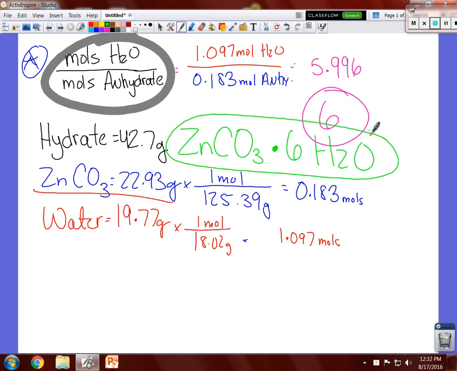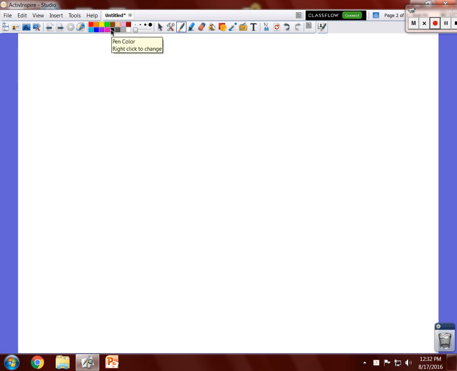Okay, that's a great question. Let's look at it from this perspective. Would you all agree that if we had zinc carbonate solid, it would be in a crystal lattice form? It's going to be a crystal lattice formation because it's an ionic compound. Okay. So what does it mean to be a hexahydrate? This is a good question.